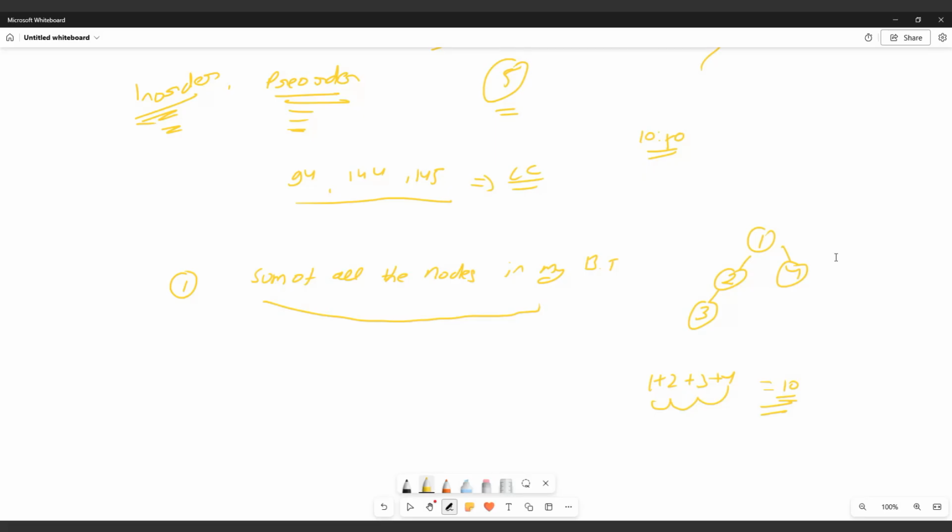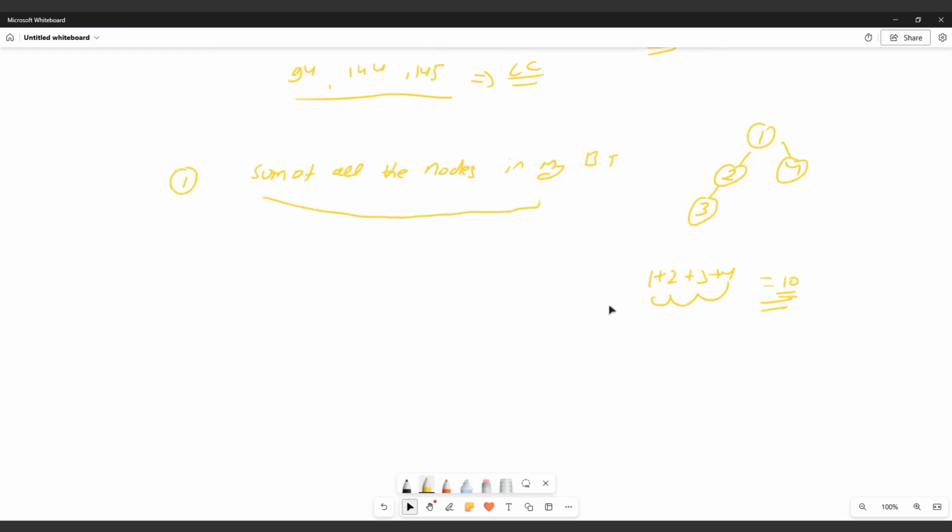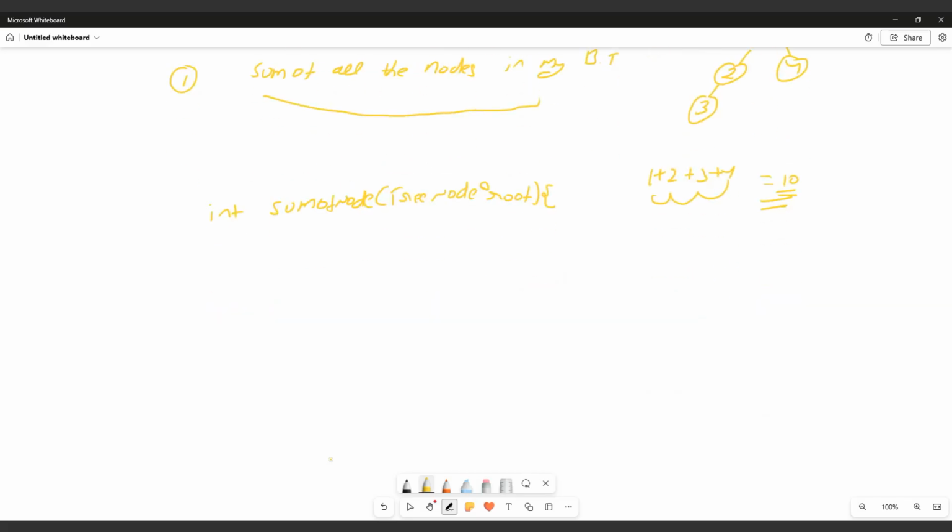Guys, is it clear? Now we are going to write a piece of code to find the sum of all nodes. I am giving a function, int sumOfNode, with the parameter TreeNode star root, and we have to find the sum. Class, what is the first step? Check whether the root exists or not. If there is no root, there is no sum, so return 0.